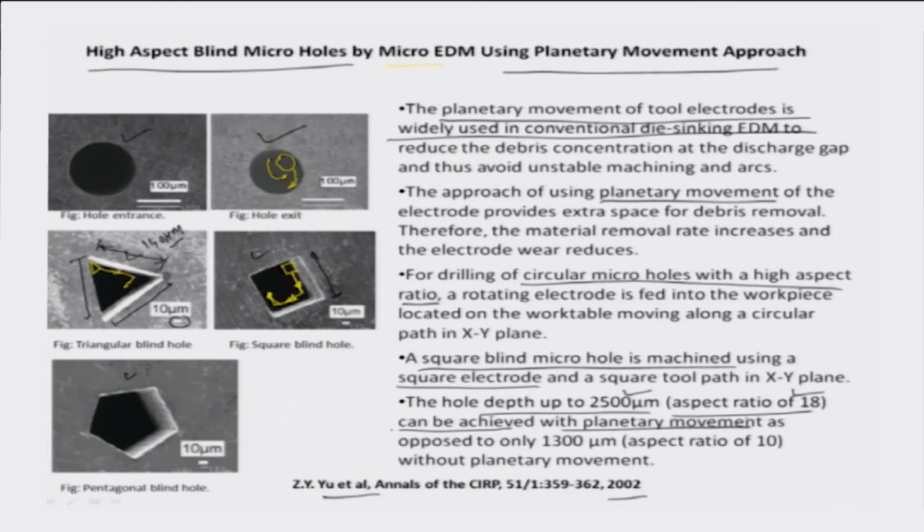If you had no planetary movement, for example, if this same hole had been produced by a normal electrode of the same size as the hole, the aspect ratio would come to about close to 10. So it illustrates what the planetary motion does in terms of debris removal, where the activity can be prolonged over a greater depth, so that the aspect ratio can increase accordingly. So in 3D micro machining, particularly when we are talking about large aspect ratio structures, planetary micro EDM is definitely a very good strategy to manufacture at this particular length scale.